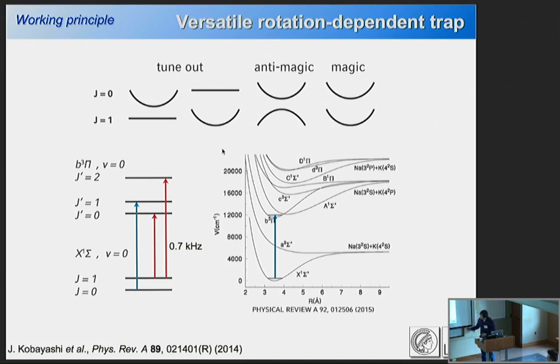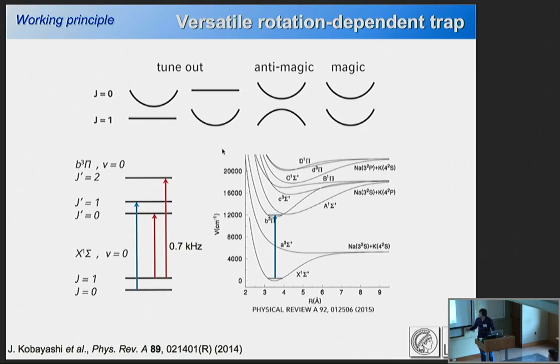But here, we need a very narrow line transition so that we reduce the photon scattering rate. So we use the transition from the ground state to the lowest excited state. It's a triplet state. In principle, the transition is forbidden, but due to the mixing between the B triplet and the H singlet, there's still a kind of narrow line transition. The linewidth is about 0.7 kilohertz in theory.